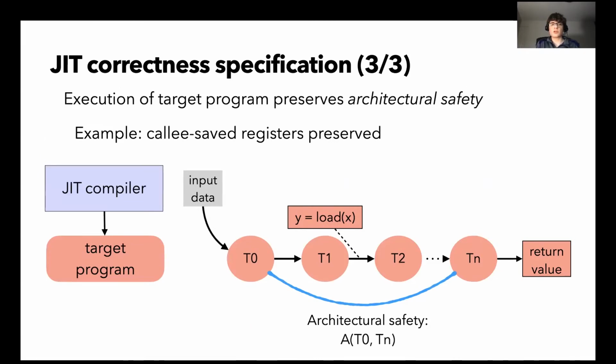But of course, the target program produced by the JIT doesn't run in isolation. It has to run with the rest of the kernel. And therefore, the execution of the target program needs to preserve some additional properties that we call architectural safety. For example, the target program should preserve callee save registers. And the way we encode this is an architectural safety property that relates the initial and final states of every execution of the target program.